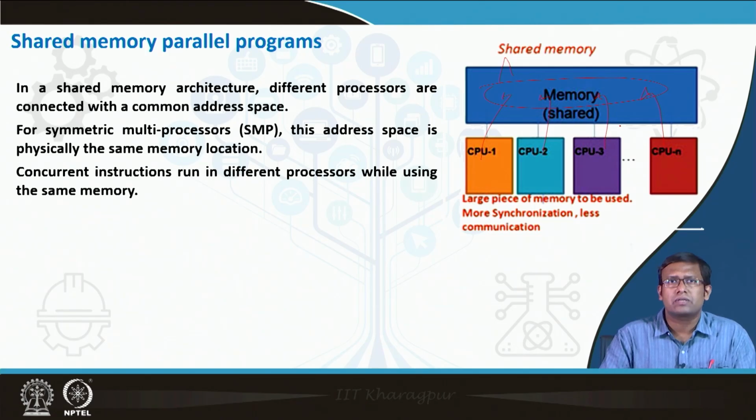In this case, concurrent instructions can run in different processors while using the same memory, as I have shown here: there is the same variable A, and different elements of this variable are being updated by different processors. At the same instant they can go, so there are concurrent instructions which can be processed by different processors in parallel.